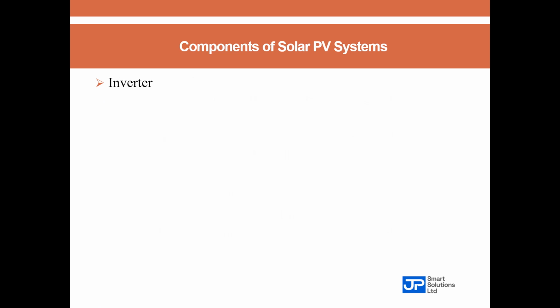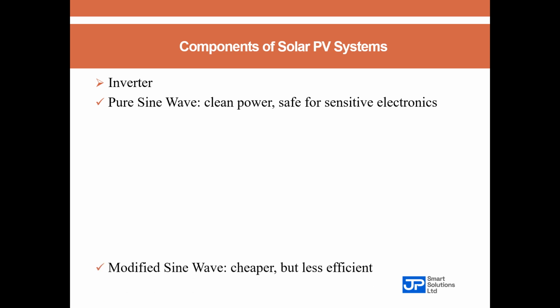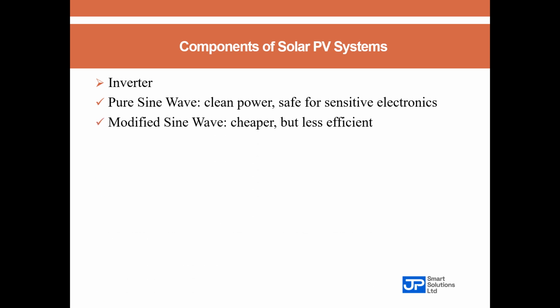So we have practically two types of inverters. We can expand them, but basically we have two. The first is the pure sine wave, and the second is the modified sine wave. Now, the difference between both is that the pure sine wave gives you a clean power, which is safe for sensitive electronics. So the pure sine wave actually removes harmonics, which are distortions in your current waveform. The modified sine wave is cheaper but less efficient.